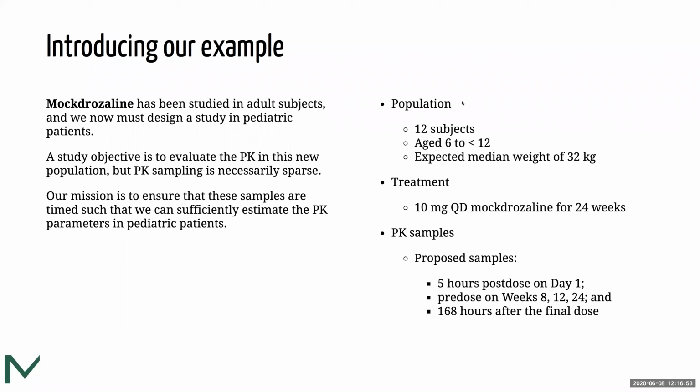It's going to be a small study, only 12 subjects, age 6 to 12. We're going to dose them for a long time, 10 milligrams daily for 24 weeks. And we have a very sparse proposed sampling scheme. So a single sample on day 1 at 5 hours, some trough samples throughout the study, and then final dose 1 week after the last dose. So the question is, is this sufficient to get good parameter estimates?